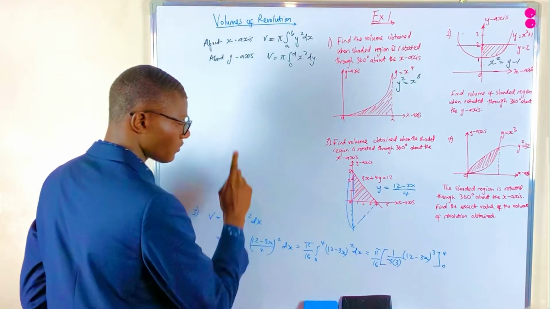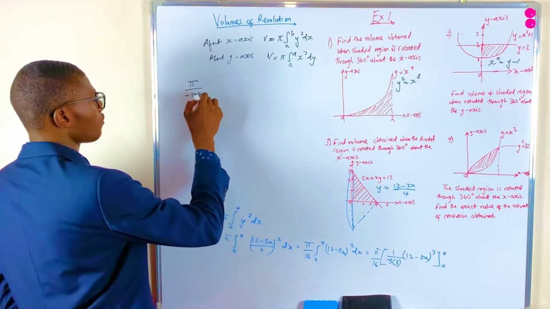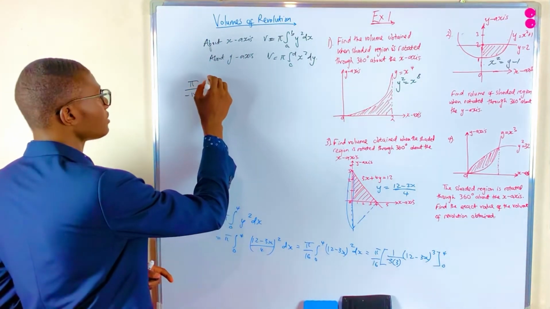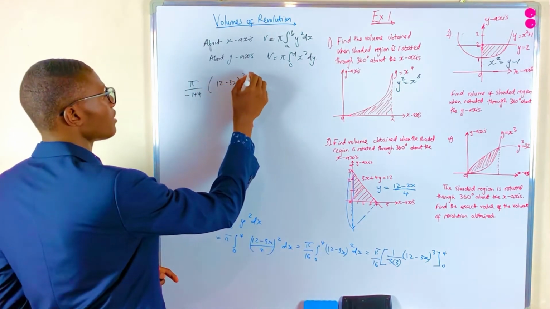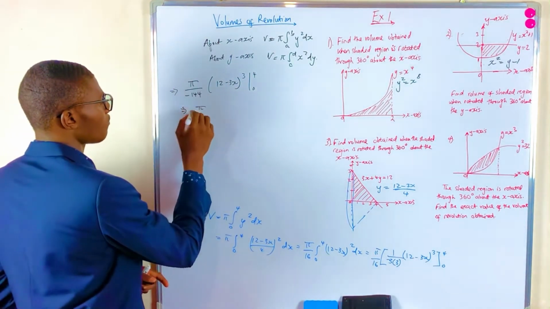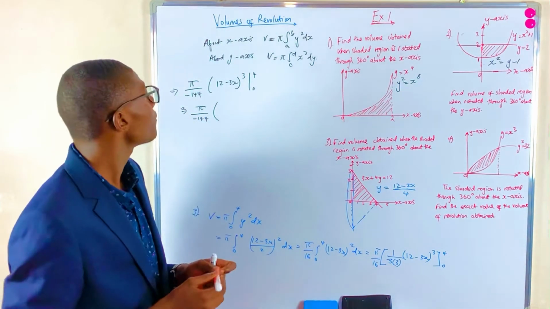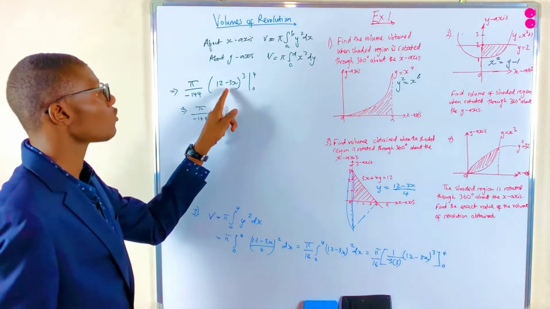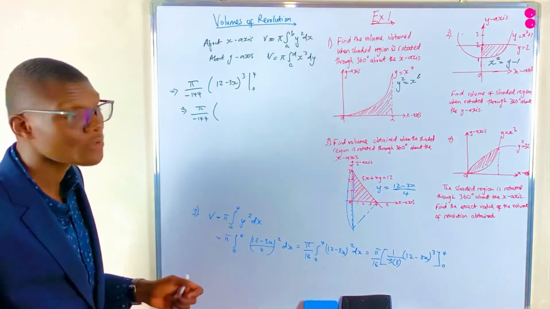So I'll continue at the top there. You're saying we've got pi over minus 144, right? And now substituting this to 12 minus 3x to the power of 3 from 0 to 4, which would be pi over minus 144 multiplied by substituting the upper limit. We're saying x is 4. 12 minus 3 times 4, that's 12 minus 12, which gives us 0.